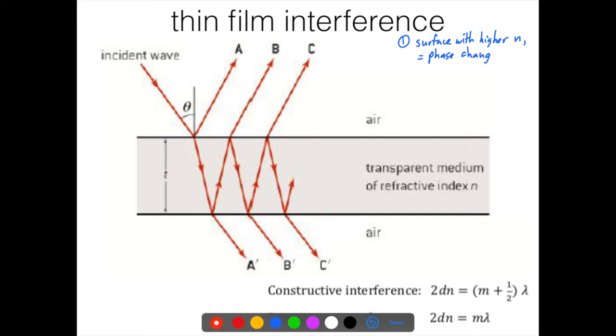Okay, and let me clarify. Remember when we did the string, you read about this in your textbook, or hopefully if we were lucky we were able to do it in class. But this year we weren't able to do that. But when you send a pulse down a string, if the end is fixed, right? If the end is more solid than the string itself, this actually happens when you go from a string into a more dense string as well.